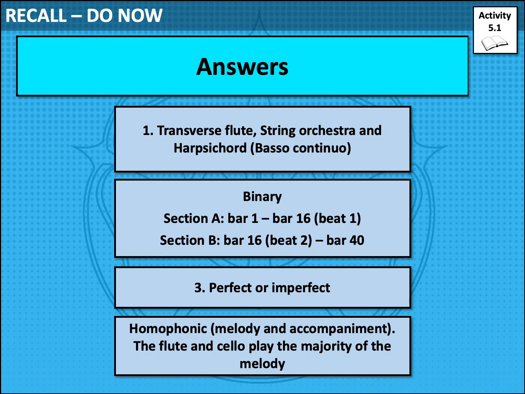Here are the answers. The instruments are a transverse flute, string orchestra, and harpsichord, with the harpsichord forming part of the basso continuo. The structure is binary. Section A starts at bar 1 and continues until beat 1 of bar 16. Section B starts at beat 2 of bar 16 and continues until bar 40, which is the end of the piece. The majority of the cadences are perfect or imperfect, and the texture is homophonic, which is melody and accompaniment. In this case, the flute and cello play the majority of the melody.